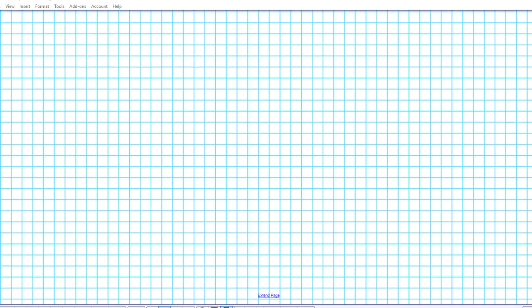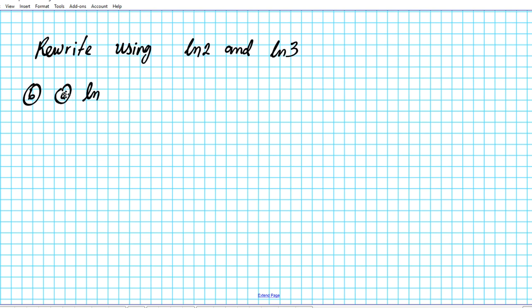Alright, so we're done with some examples on change of base. Now let's take a look at how to rewrite log expressions. The instructions are for us to rewrite using the natural logarithm of 2 and the natural logarithm of 3. So the next problem we have, this is number 6. For question 6a, what if we have the natural logarithm of 12? So how can we rewrite this using the natural logarithm of 2 and the natural logarithm of 3?